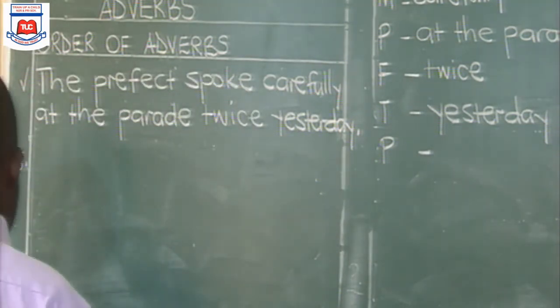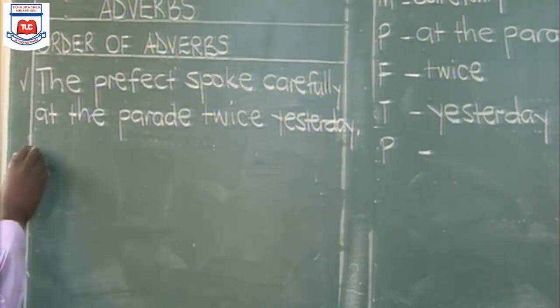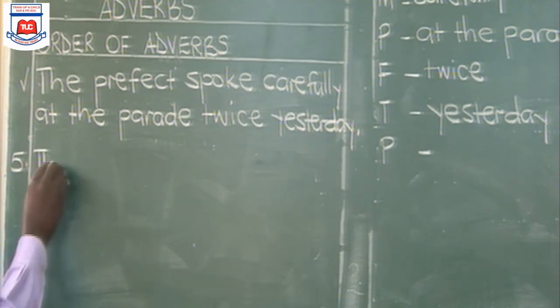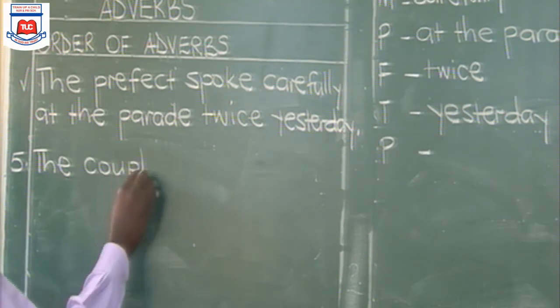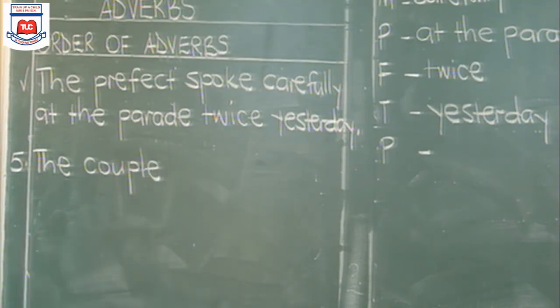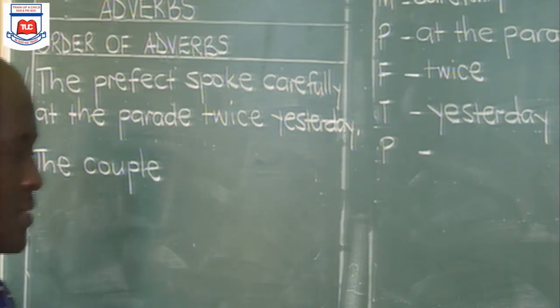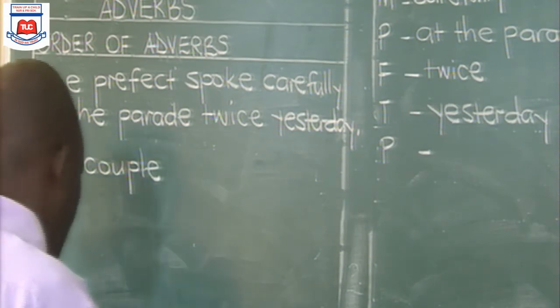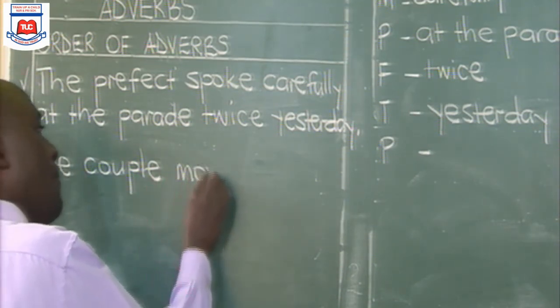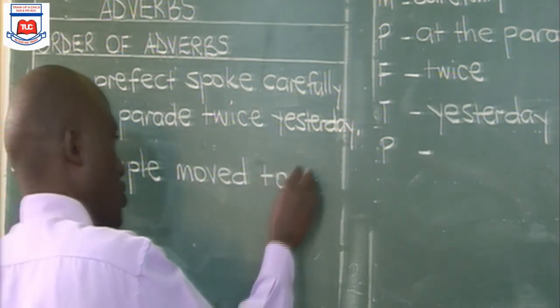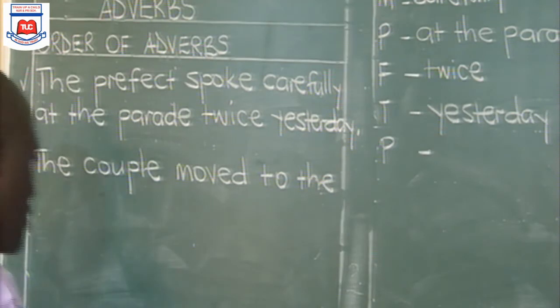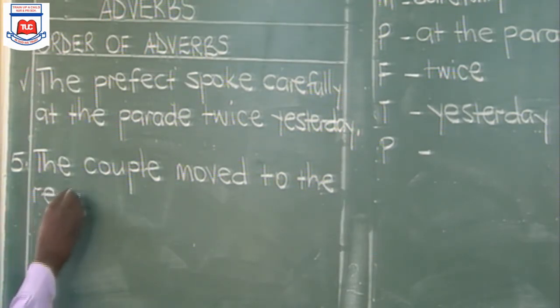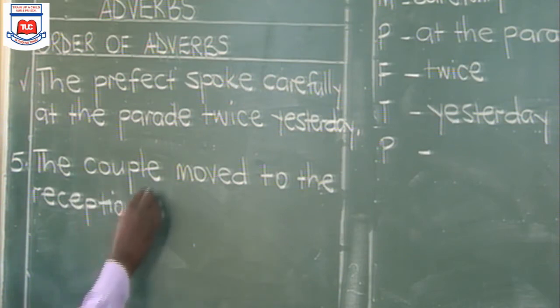We can say, the couple. You know what a couple means? A group of two things or two people. Yes, but in this context, they are using marriage as a ceremony. So a couple means, in this context, a man and a woman. The couple moved to the reception hall.